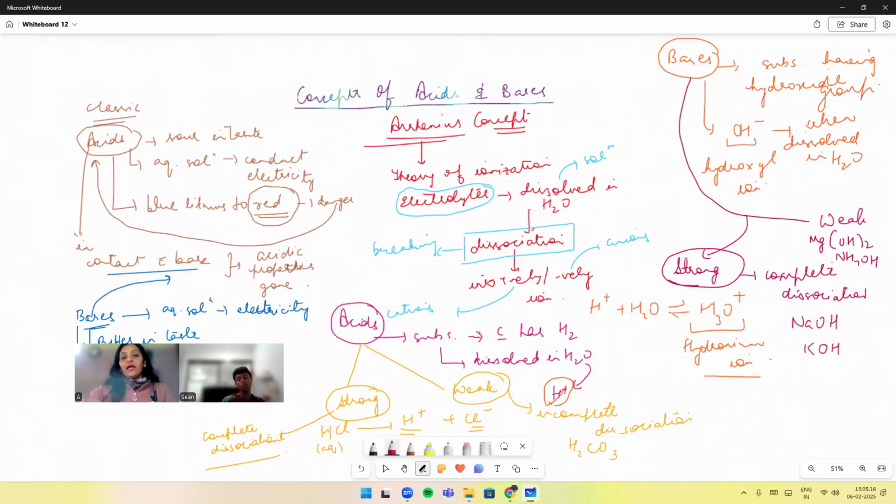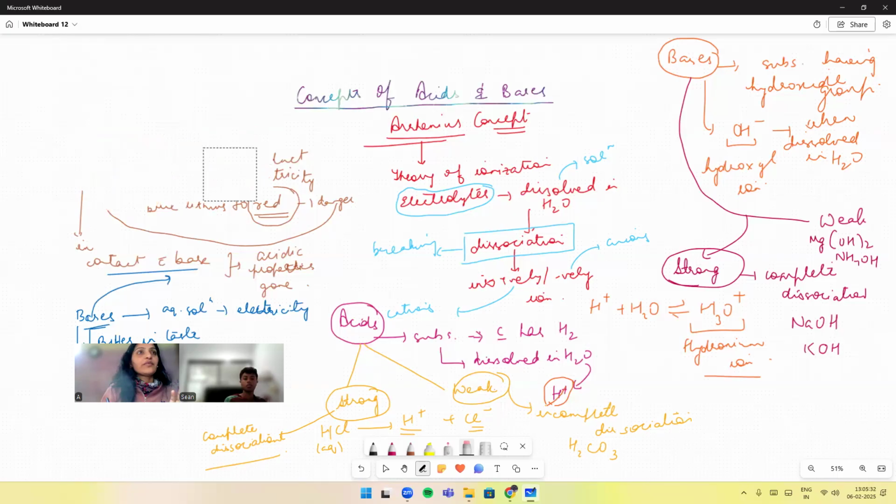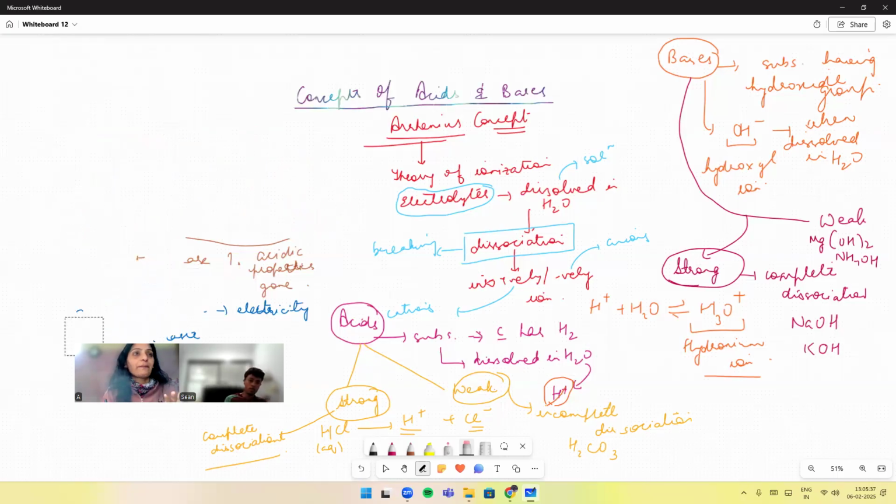Now see what happens. When I am talking about the acids, can I wrap this thing, if it's clear with you? I'm going to wrap the classic concept so that I can have the space to write more.